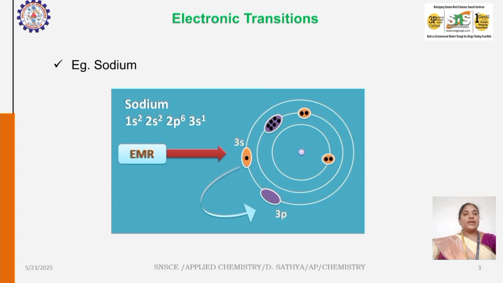Here is one example, sodium. In sodium's electronic configuration, the last two, the valence shell electrons, are 2p6 and 3s1. In 3s1, the one electron will go to a higher state. That means from the ground state, it goes into the upper excited state.